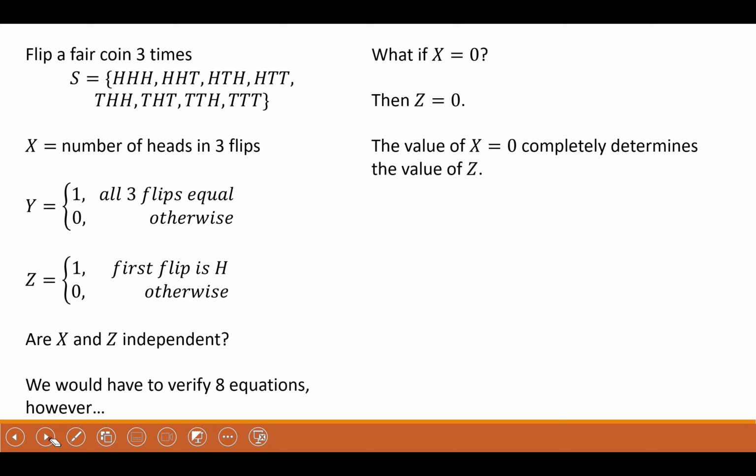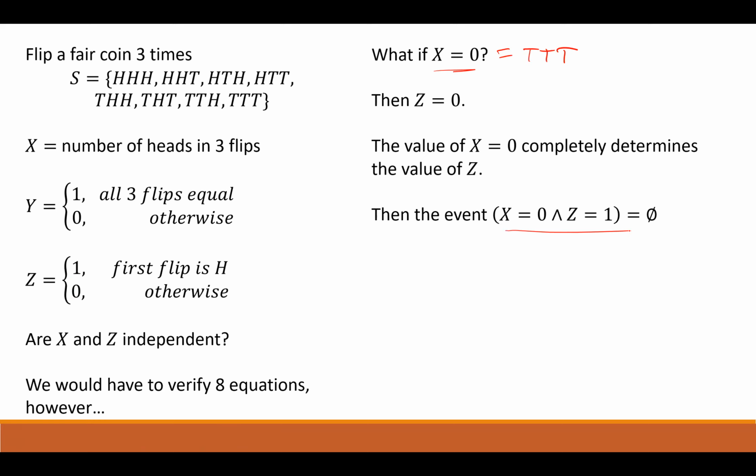Yeah. If X is 0, then Z must be 0 as well. If I tell you none of the coins came up heads, that means they all came up tails, right? This corresponds to tails, tails, tails. Then I look at Z, Z cannot be 1. It can't be that the first flip is heads. It has to be that the first flip was tails. So given that, we can define an intersection of 2 events that's empty.